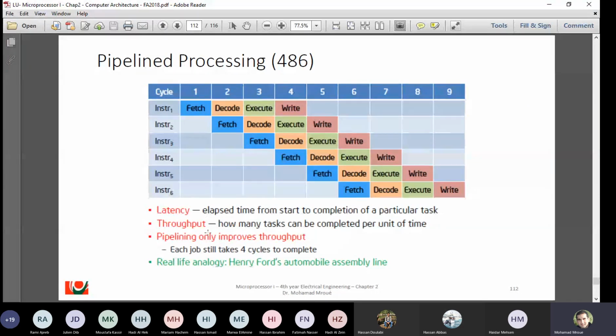What changed? Throughput changed. Throughput is by definition how many tasks can be completed per unit of time. So here, throughput is what it can do in 1 cycle. You can consider it as if 4 instructions are being executed because they work in parallel. You can consider that you have 4 tasks or 4 instructions executed in 1 cycle instead of 1 instruction in 4 cycles. Okay. Now pipelining only improves throughput. So pipelining speeds things up but doesn't change the latency. Each job still takes 4 cycles to complete in this case.